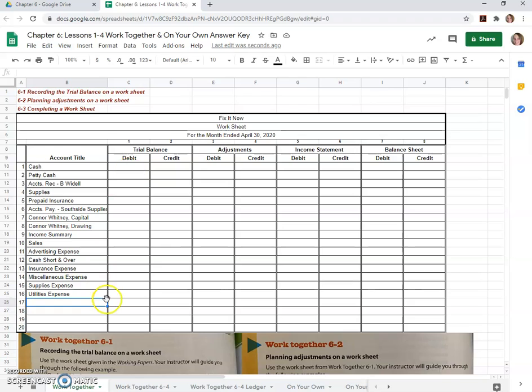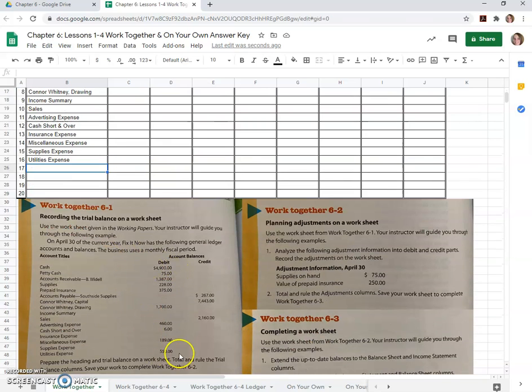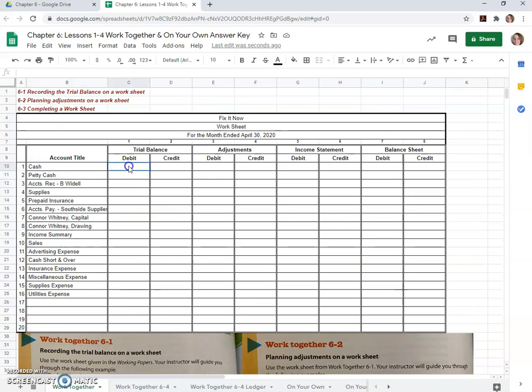And then what were the balances? Remember, they're here in our problem. So I'm just going to go ahead and put them in. Our trial balance, $4,900 in cash, $75 in petty cash, $30.87. Supplies was $228. Prepaid $375. Accounts payable, got to go over. It's a credit. And capital is also a credit. And then we'll go back over for drawing because that's a debit balance.